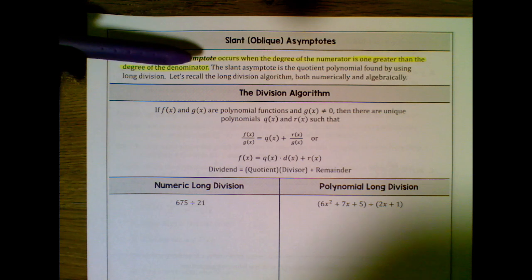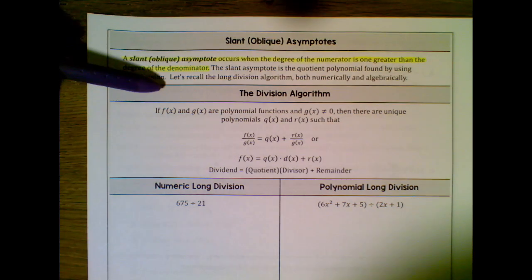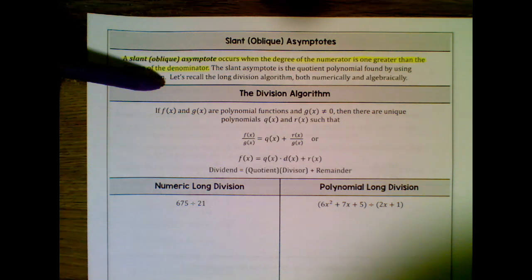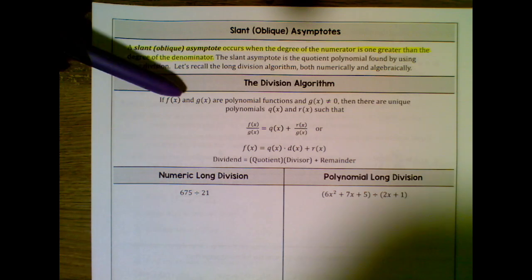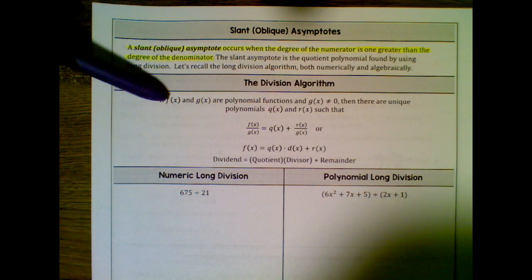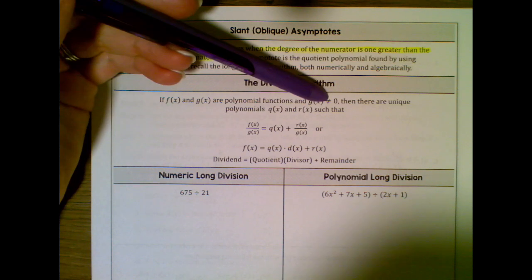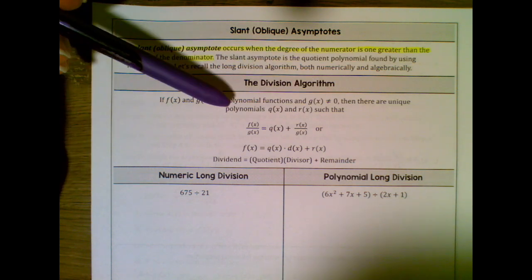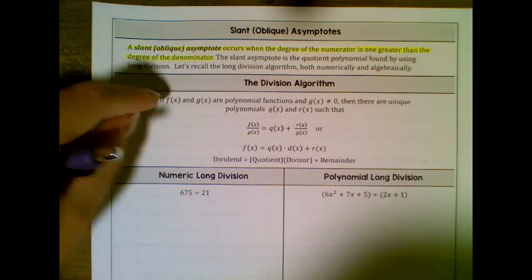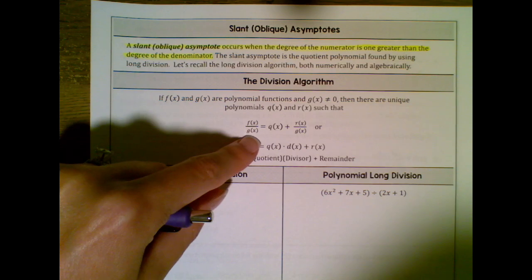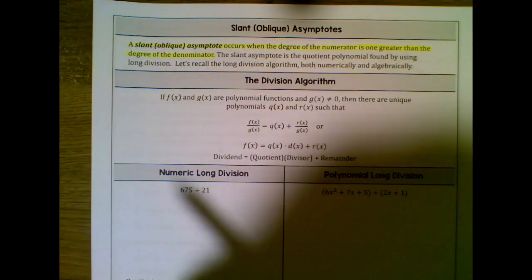The slant asymptote is the quotient polynomial found by using long division. So let's recall the long division algorithm both numerically and algebraically. The division algorithm: if f of x and g of x are polynomial functions, g of x cannot be 0. Then there are unique polynomials q of x and r of x. You can't have 0 in the denominator here or else it's undefined. That's what that's saying.